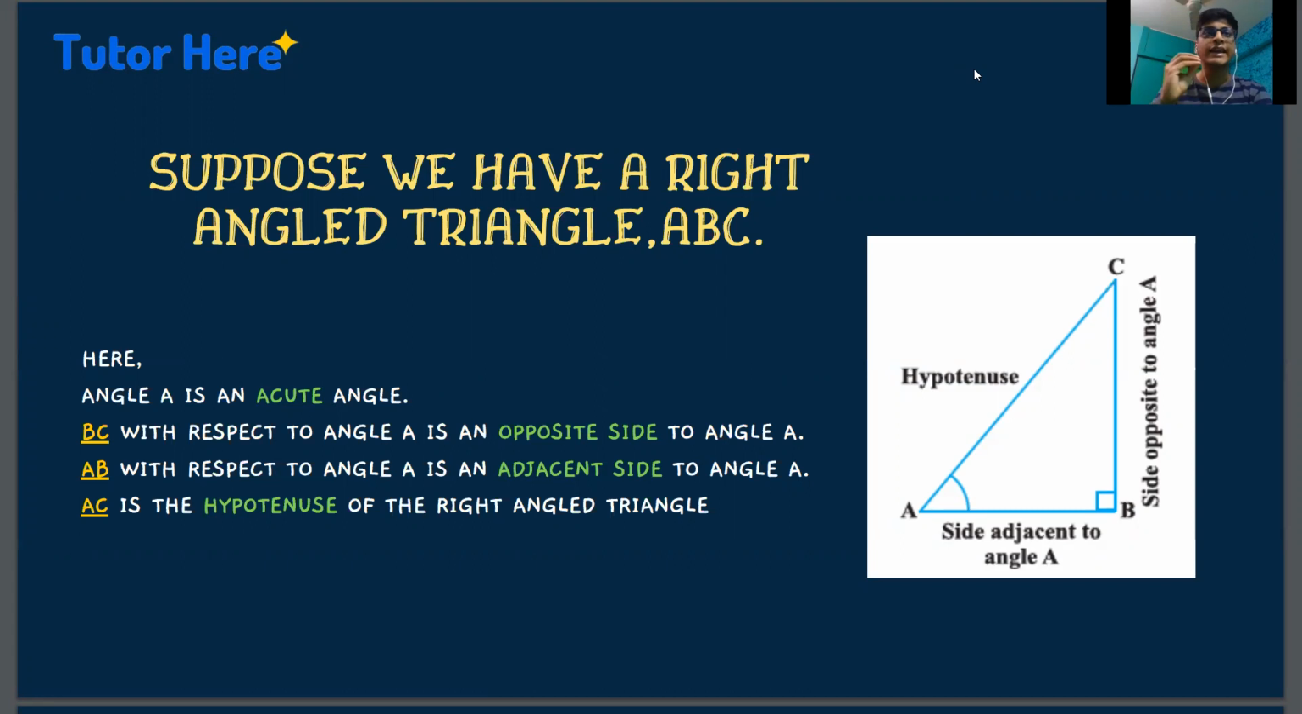Here, angle A is an acute angle. BC with respect to angle A is an opposite side to angle A. AB with respect to angle A is an adjacent side to angle A. And finally, AC is the hypotenuse of the right angle triangle.